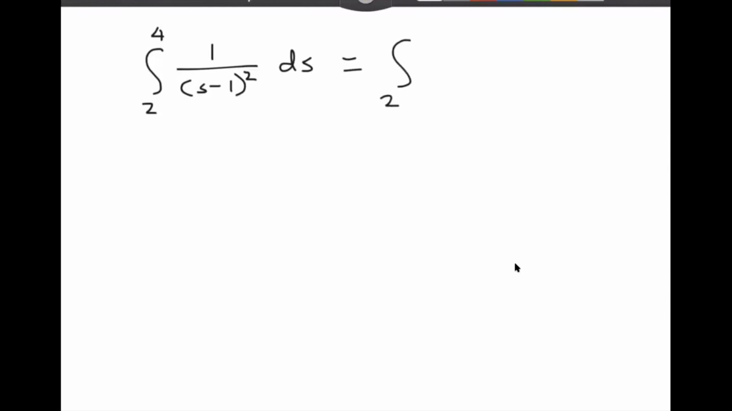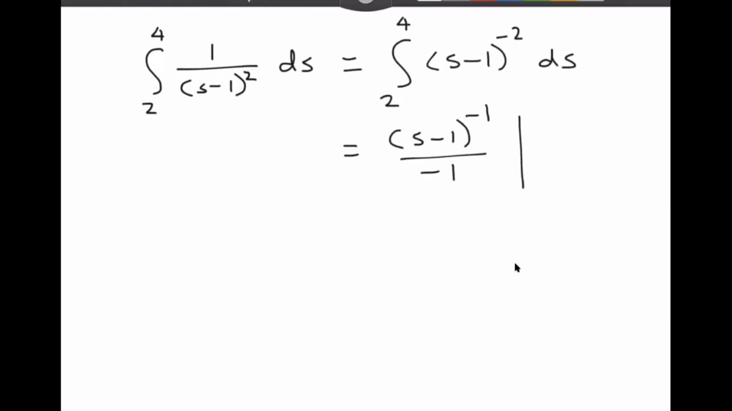Once again, I'm going to write 1 over s minus 1 squared as s minus 1 to the negative 2. And then by the backwards power rule, that comes out to s minus 1 to the negative 1 over negative 1. Of course, s minus 1 to the negative 1 is 1 over s minus 1. So when I plug in 4, I'm going to get negative 1/3. When I plug in 2, I'm going to get negative 1. The exact value of this integral is 2/3.